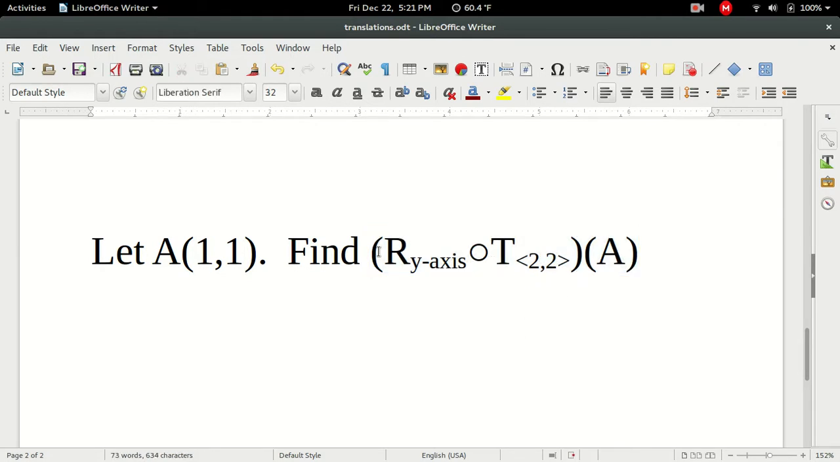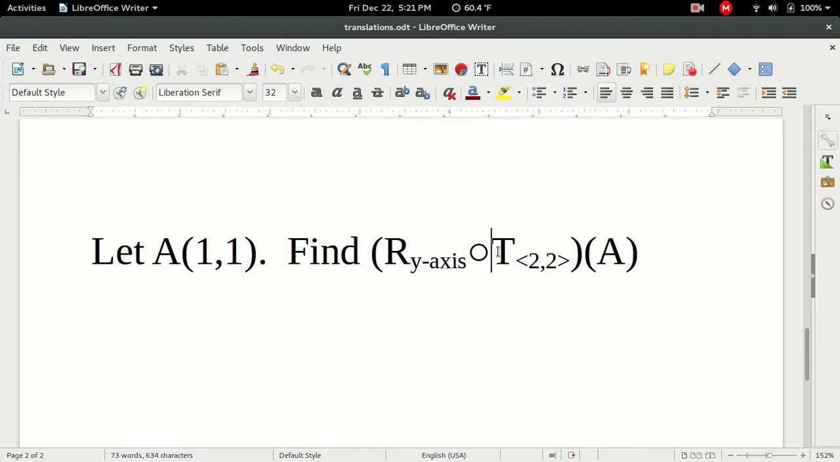So what this reads as is the reflection across the y-axis given the translation of the point A. So I gave you guys this point (1, 1) here. There's an order to this when you guys are doing composition of translations. That's important, and that is that we read the composition going from left to right.